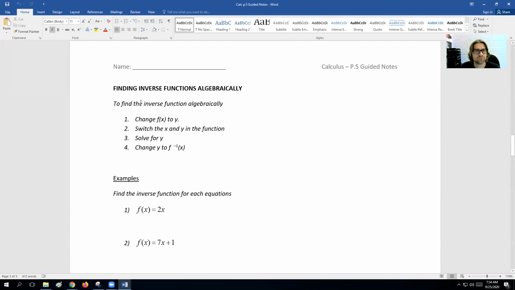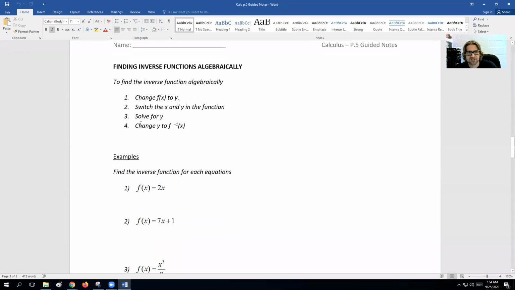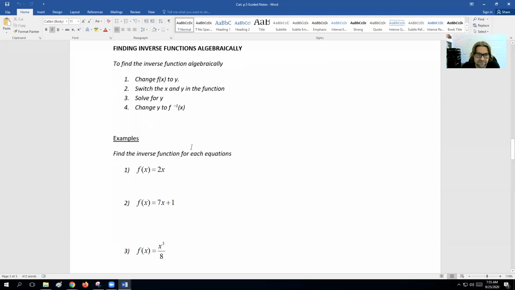What you need to do is 4 steps. First thing we're going to do is change f of x to y. I think it's a lot easier if we think of f of x as just a single letter variable. Then what we're going to do is take the equation. We're just going to switch all x's to y's and all y's to x's. We will solve for y, get that y by itself, and then at the end, change that y to the proper notation of the inverse function of f.